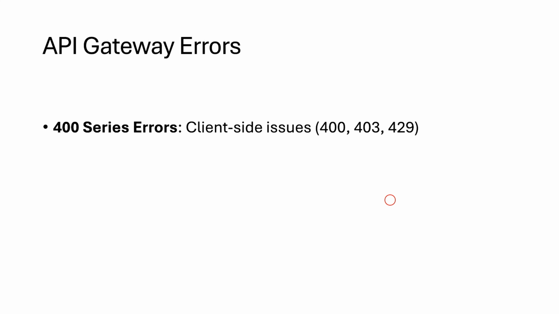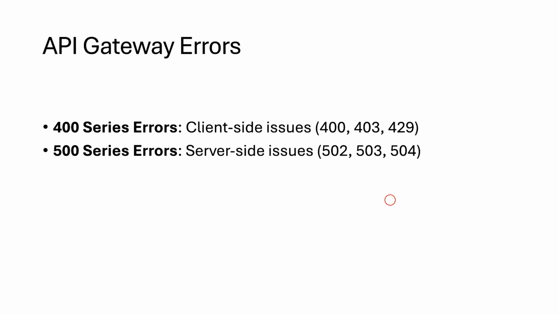Usually these errors are client-side errors: 400 bad request, 403 integration error, access denied, and 429 quota exceeded. These are all client-side errors. And the next one is the 500 series errors. These are common errors including 502, for example bad gateway, 503 is service unavailable, and 504 is integration failure.